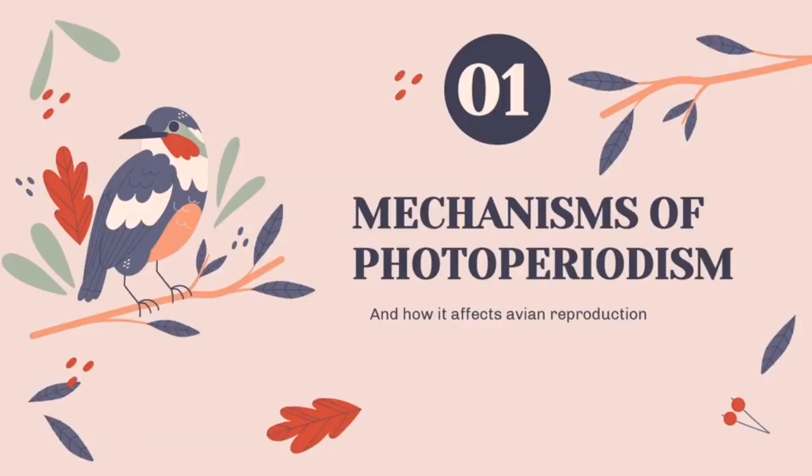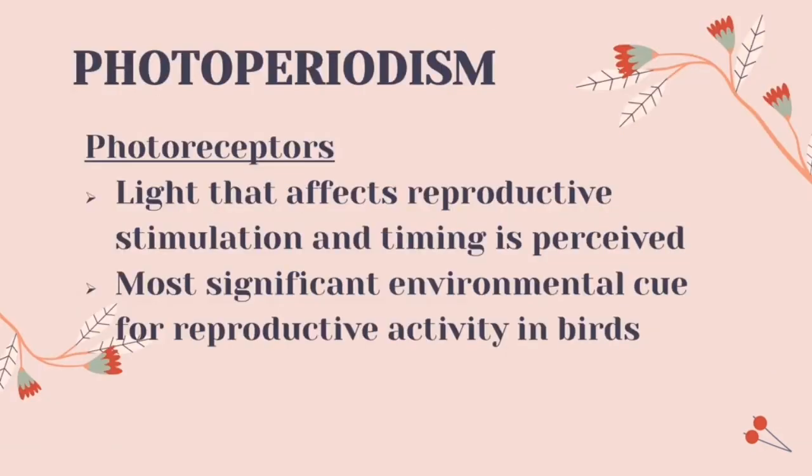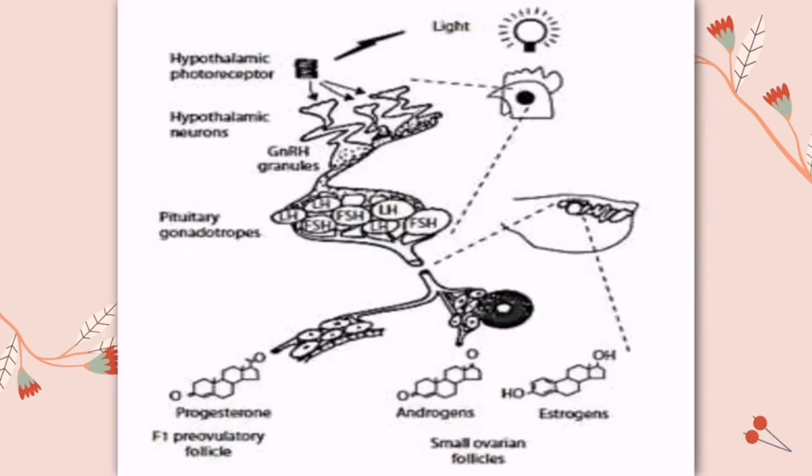Let's begin by becoming familiar with the mechanisms of photoperiodism. It is the most significant environmental cue for reproductive activity in birds. Birds have photoreceptors, specialized neurons found in the retina, that convert light into electrical signals that stimulate physiological processes. This figure is a representation of the effect of light on the stimulation of the hypothalamic-pituitary-gonadal axis. Hypothalamic receptors activate neurons containing GnRH.